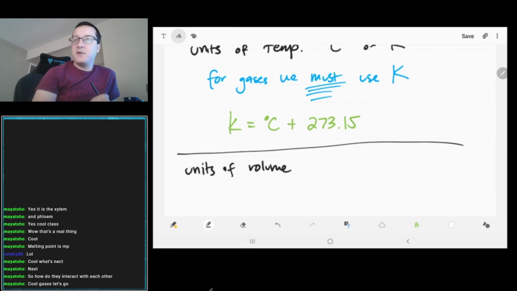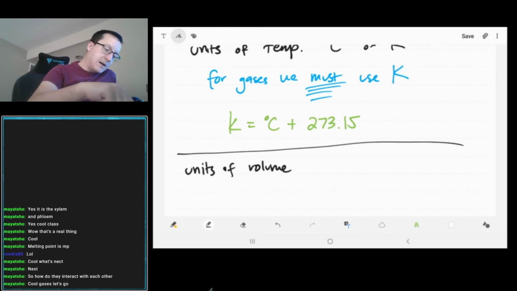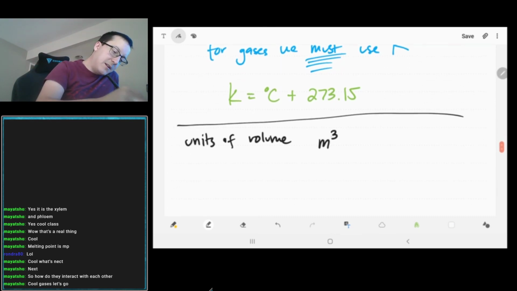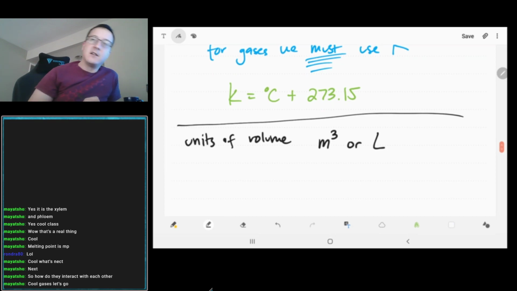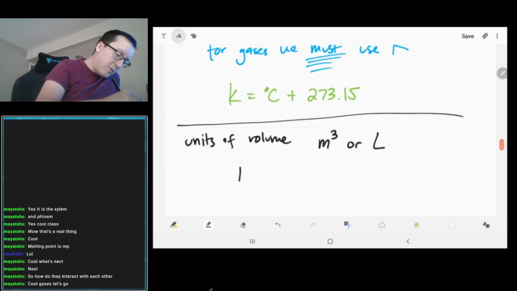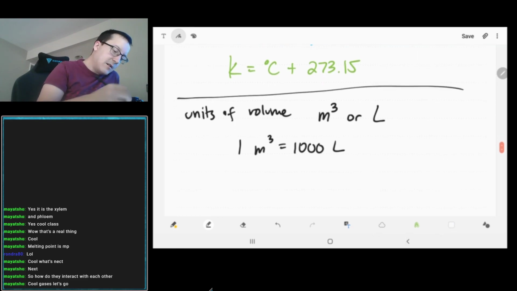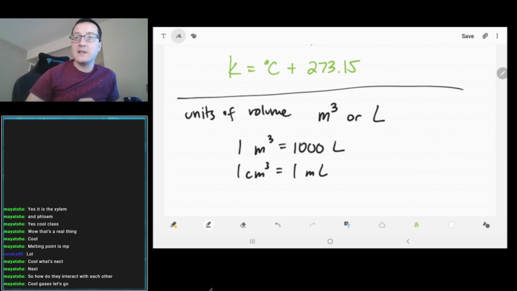Okay, so we've seen volume before as kind of a measurement. Typical volume units would be meters cubed or liters, or various derivations thereof. Remember that 1 meter cubed is 1,000 liters, or a cubic centimeter is 1 milliliter. These tell the same thing. These would just be, again, common units that we would see in gases.